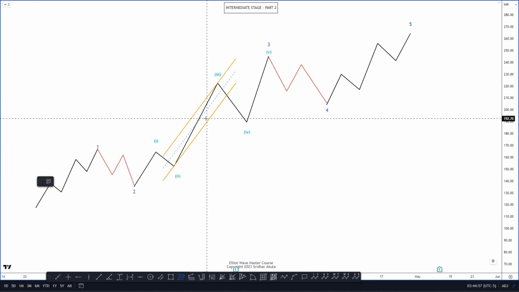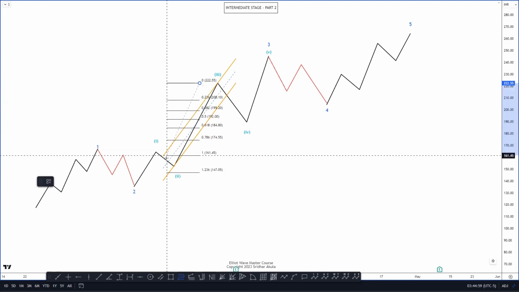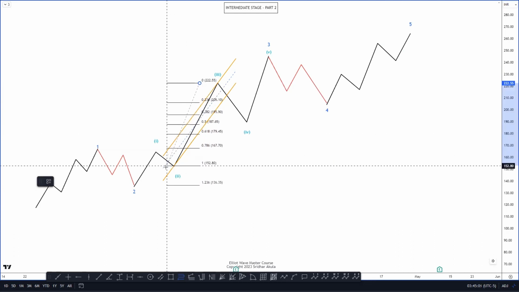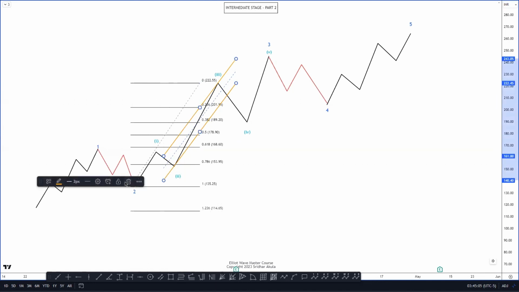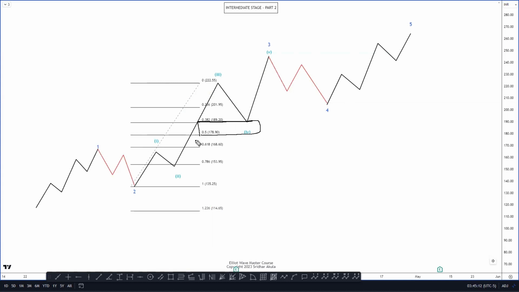Next step, what will you do? You will mark your calculation for wave 3.4. What do we know? Fibonacci calculations. We know that it can reach up to the 38% or 50% zone of wave 3.4. You will calculate from the starting of wave 3. Okay, very, very simple. You have calculated wave 3.4.